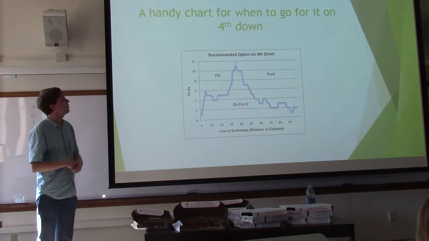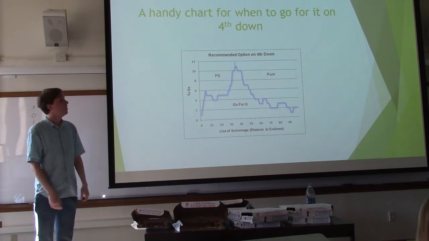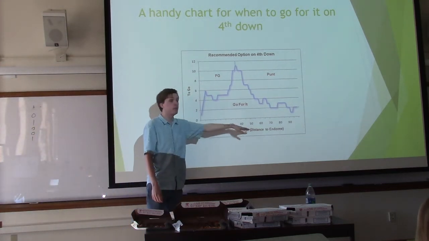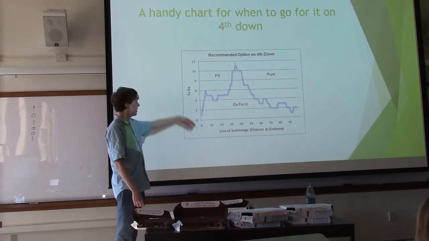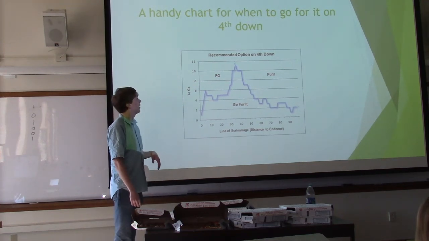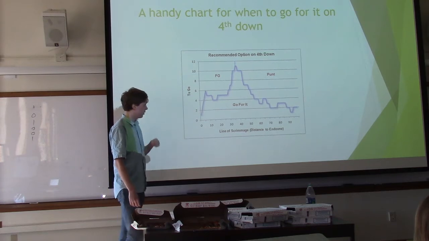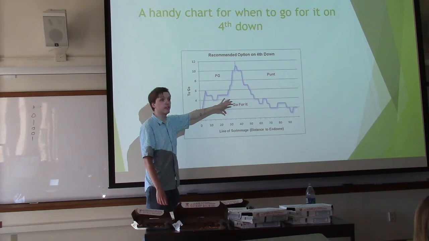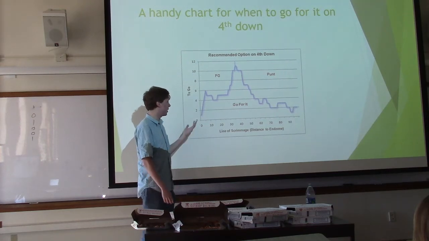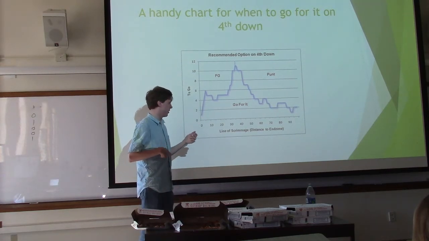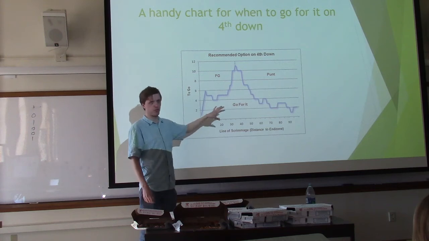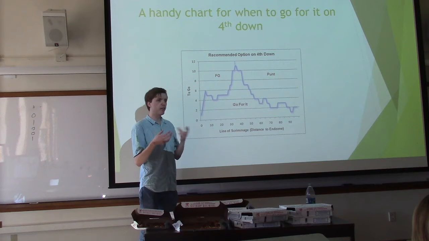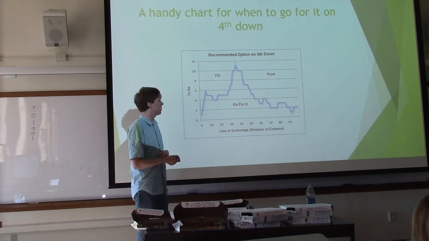Okay, so here's a handy dandy chart for when to go for it on 4th down. Basically this is how far you are from the end zone. This is the distance to go. And then this area right here is the area where you want to go for it. So basically, if you want to know whether you should go for it, look at this chart, and this is of course for a generic game situation. If there's high leverage either way, some kind of score or time pressure, it'll change.